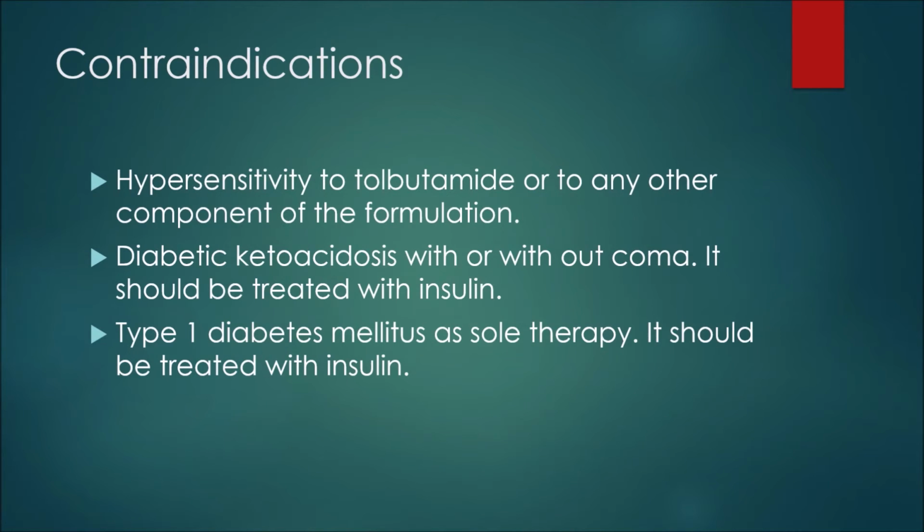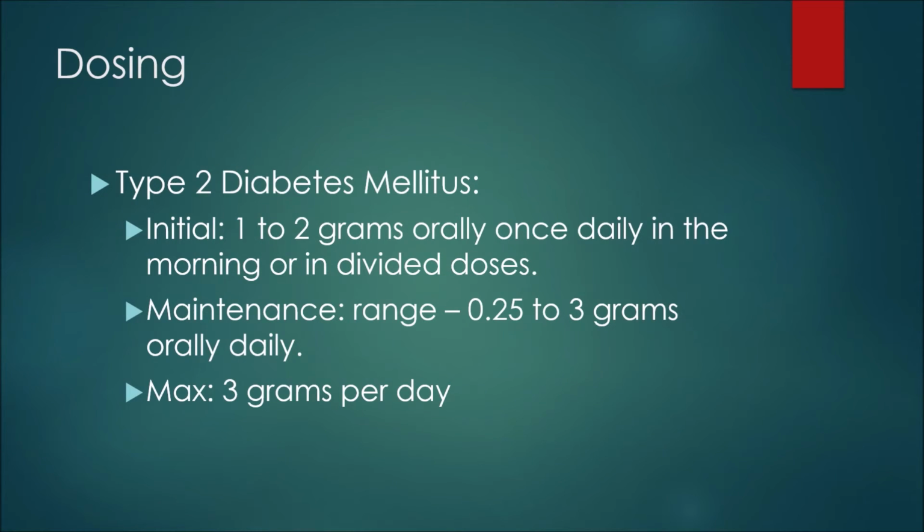With respect to contraindications or reasons we would not be able to prescribe Tolbutamide, first of all, we wouldn't give this medication to a patient who had a hypersensitivity to Tolbutamide or to any other component of the formulation. Medication would not be used to treat diabetic ketoacidosis with or without coma, as it should be treated with insulin. As well, type 1 diabetes mellitus, you wouldn't use this medication as a sole therapy, again because this condition should be treated with insulin.